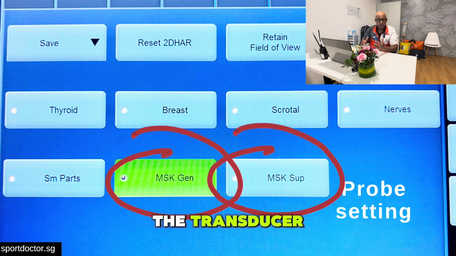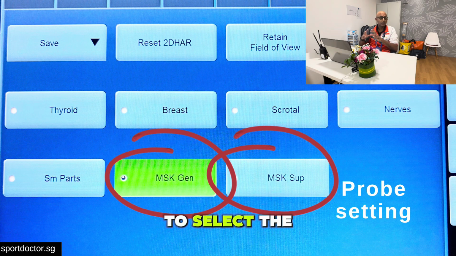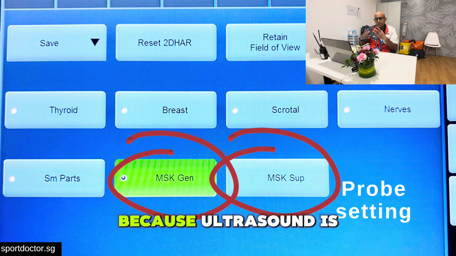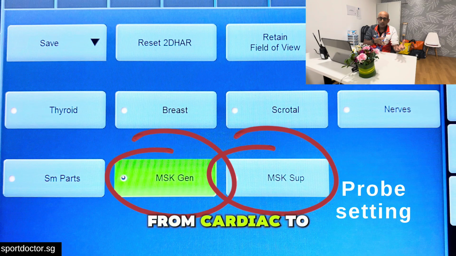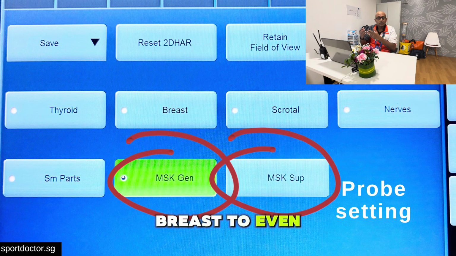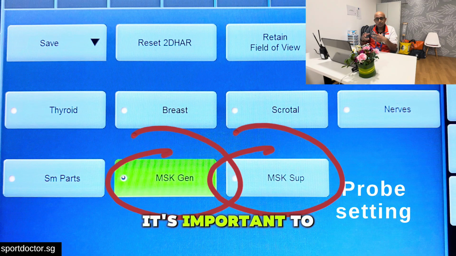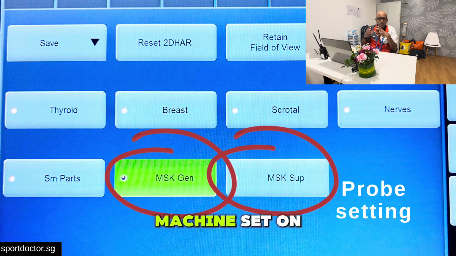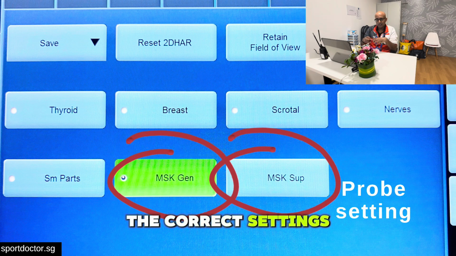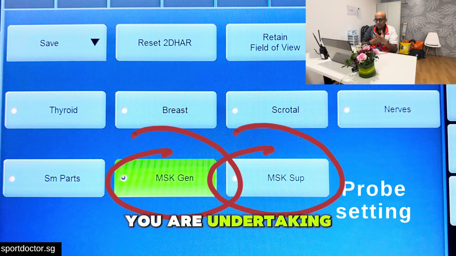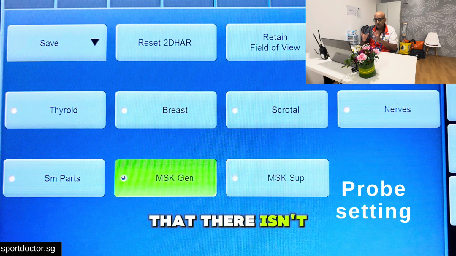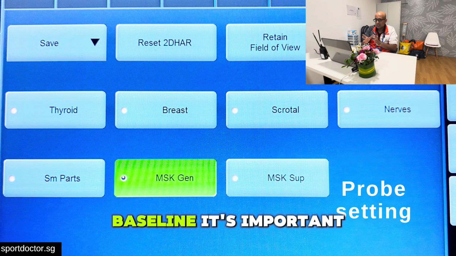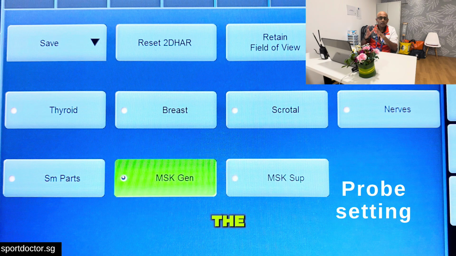When you select the transducer, it's also important to select the correct setting. Because ultrasound is used for a wide variety of different purposes, from cardiac to breast to even fetal scanning, it's important to ensure that you have the machine set on the correct settings so that when you are undertaking the images, it's optimized. It doesn't mean that there isn't room for adjustment, but as a baseline, it's important to go with the settings for the function that you're hoping to use it for.